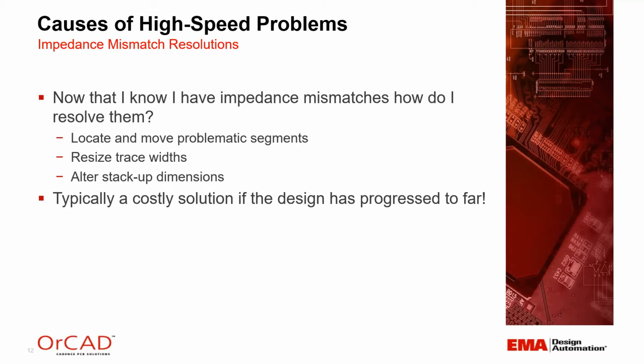So typically, if you know you have impedance mismatches or impedance issues, how do you resolve them? Usually you're trying to locate and move problematic segments of your path traces. Sometimes you need to resize these trace widths, or maybe alter stack-up dimensions. Maybe the reference layer dielectric between your conducting layer and your reference layer is too thick and needs to be thinned out a bit. All of these things typically cost the project early, or basically down the line. If it's progressed too far, this can be a very costly situation.